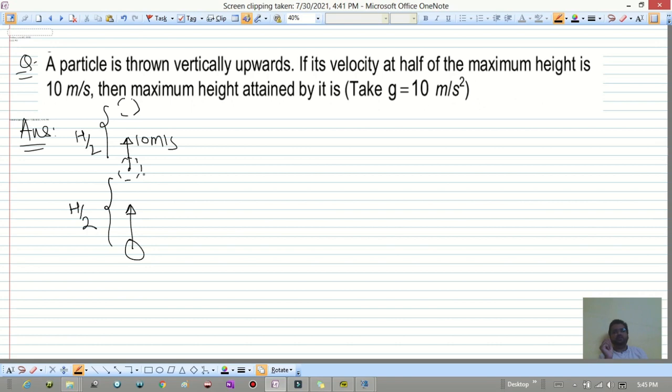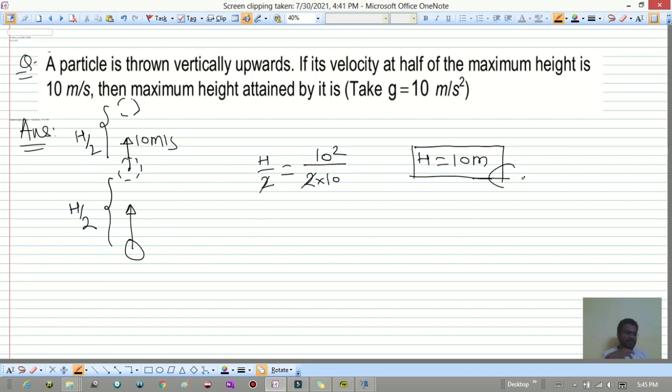So it is h by 2 that it has to cover. So h by 2, that is half of the maximum height, is equal to u square by 2g. u square is 10 square divided by 2 into g, which is 10. As you can see, this 2 gets cancelled. So maximum height we have is 10 meters. All these questions are very simple.